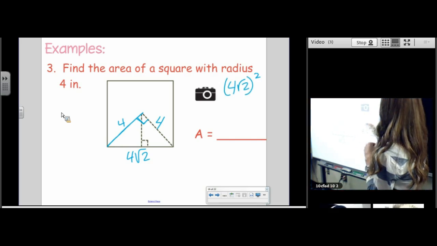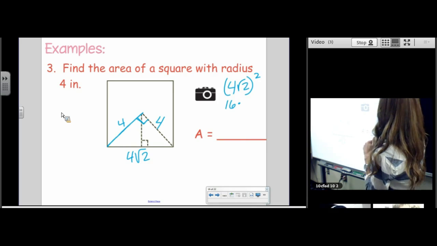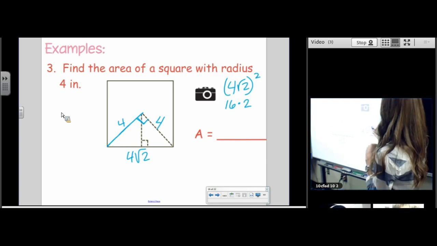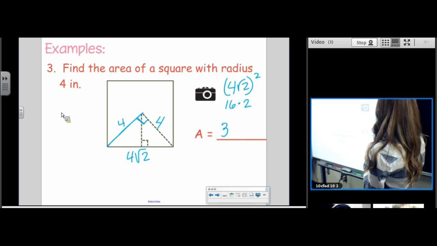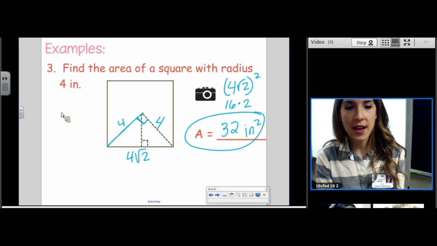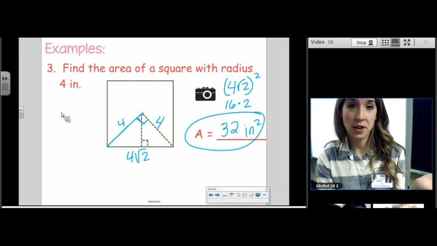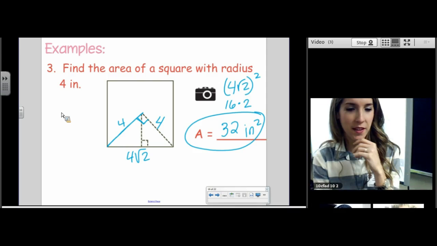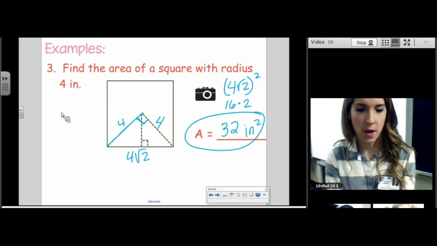squared. 4 squared is 16. Square root of 2 squared is 2. That wasn't so bad. 32 square inches. Could we have gotten that doing apothem times perimeter divided by 2? Sure. It would just be a little bit longer. Okay.